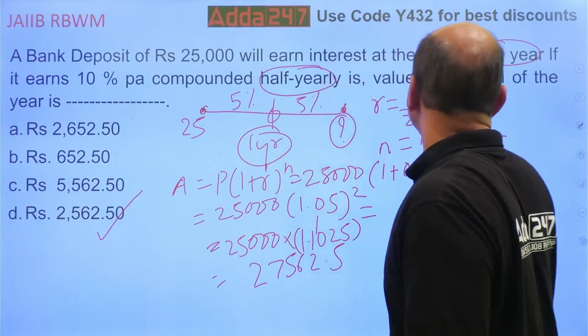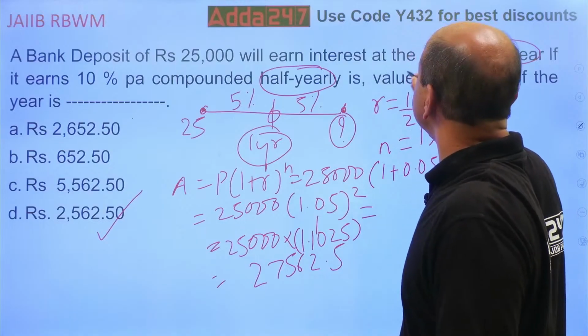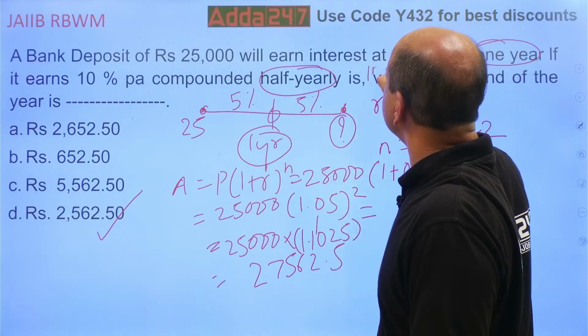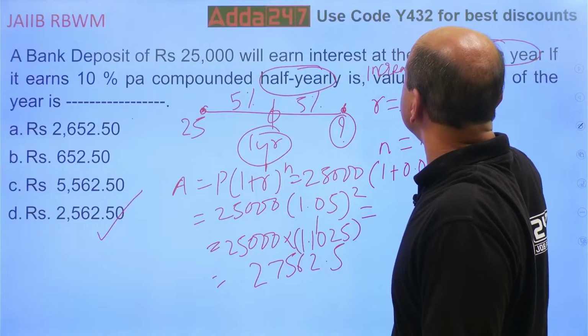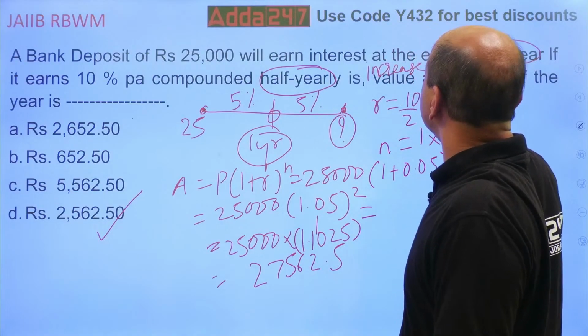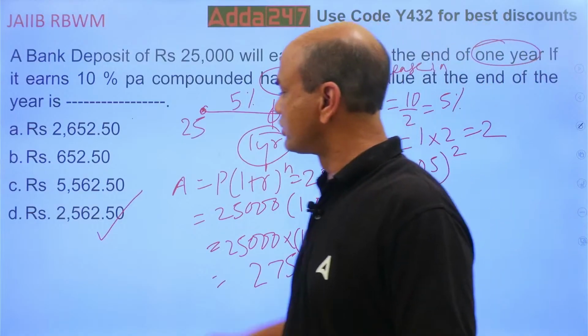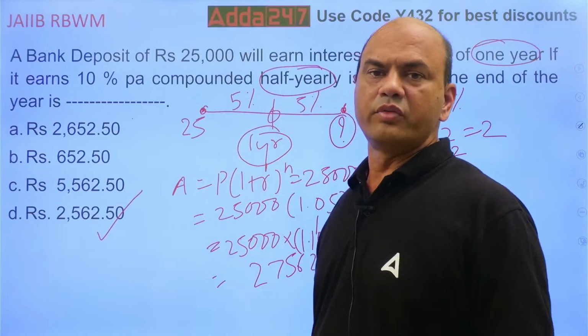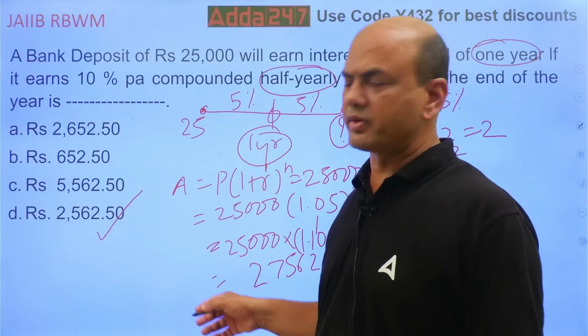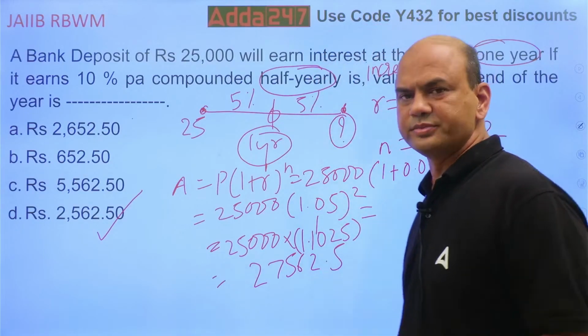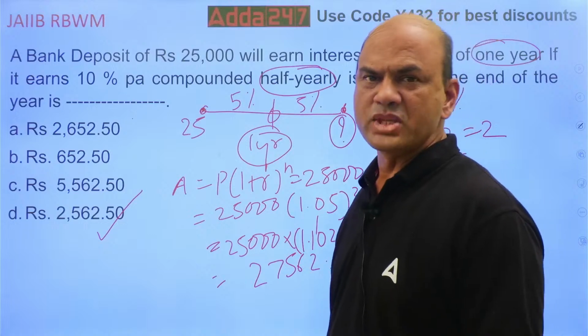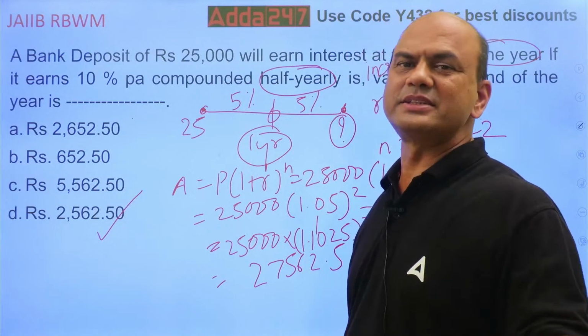So what is the value increase? I'll write it: increase in value at the end of the 1 year. So increase in value is 2562.50. 25,000 I had, now I'm having 27,562. Okay. Anything can be asked in exam, increase in value or value.